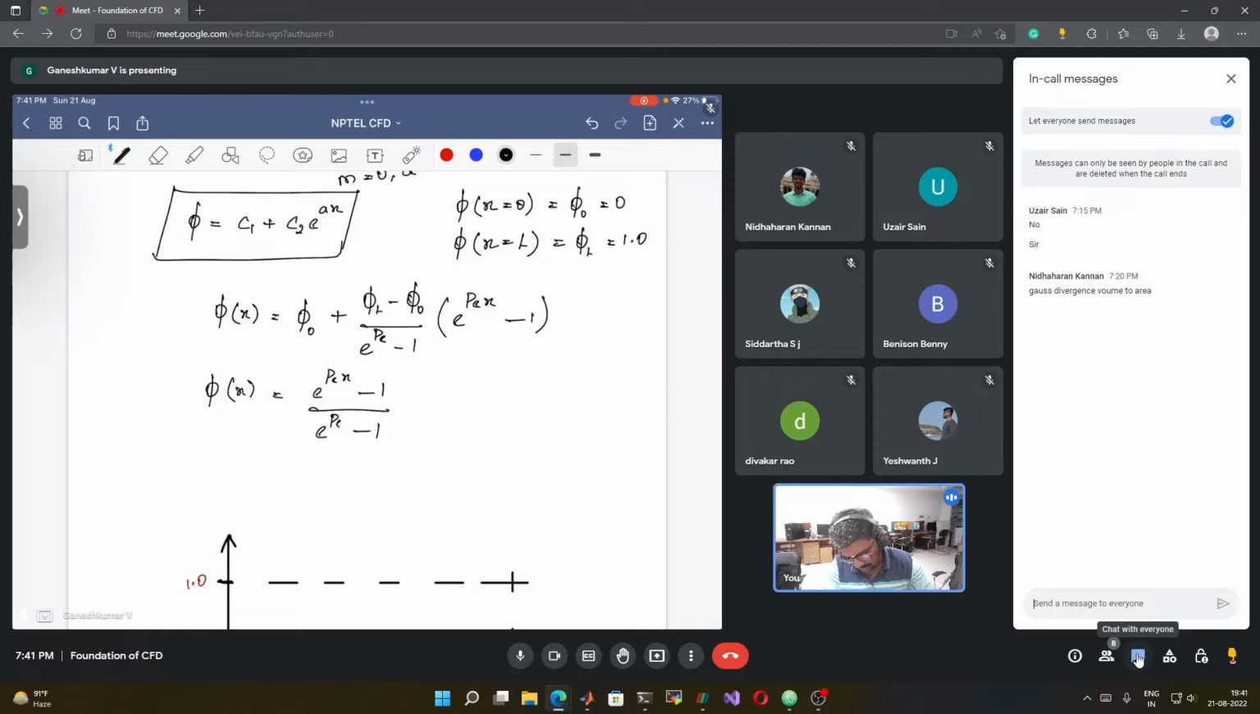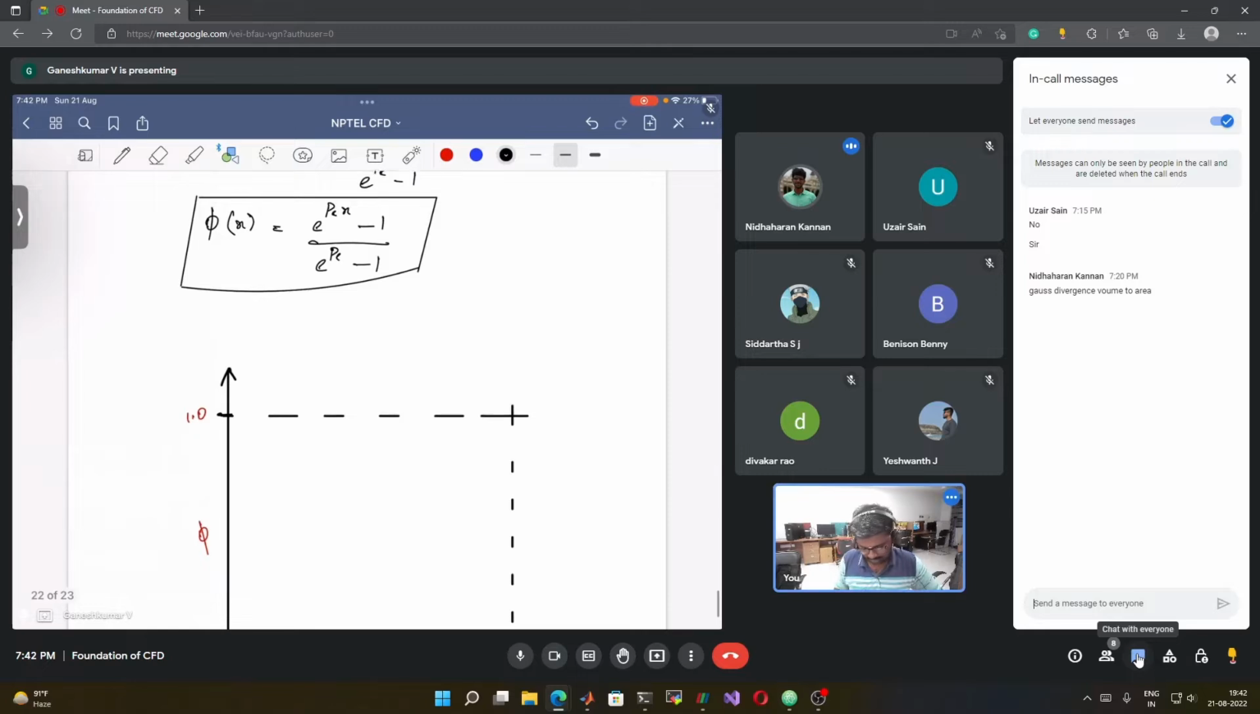This would go to 0. Phi of L is 1. 1 minus 0 is 1. And so this part remains. Right? So you can check this. So this is the analytical solution here.